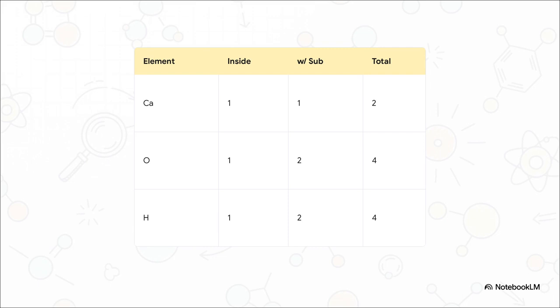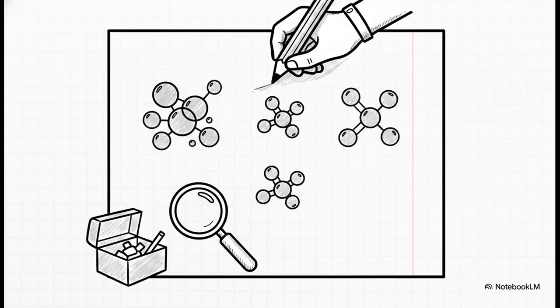Calcium was outside the parentheses, so it started as just 1. But that big coefficient of 2 at the front multiplies it, giving us 2 calcium atoms total. Now for oxygen, it was 1 inside, multiplied by the subscript 2 to get 2, and then multiplied again by the big coefficient 2, giving us 4 total oxygens. And the exact same math happens for hydrogen, resulting in 4 total hydrogens. Look at that, you literally just decoded a highly complex chemical formula. How cool is that?